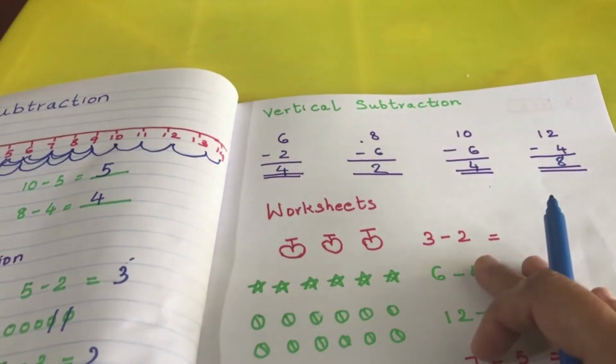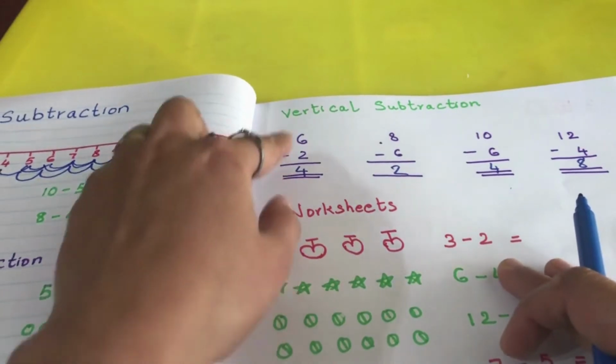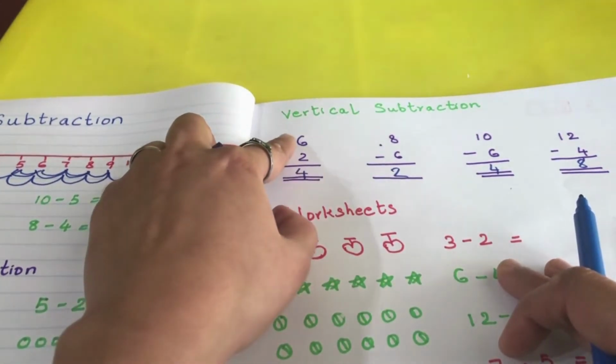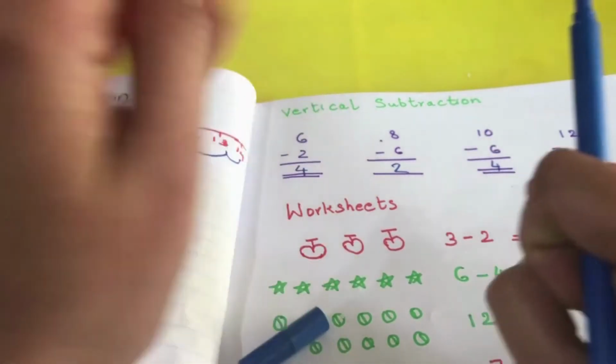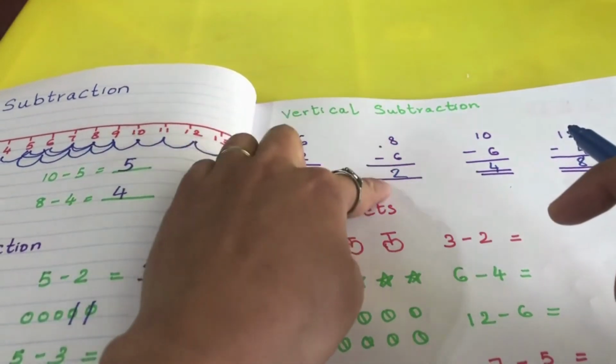After practicing counting on fingers, please show them vertical subtraction. This will help them later to do double-digit subtractions. The first equation is 6 minus 2. That is 6 minus 2 is 4. 8 minus 6. 8 minus 6 is 2.